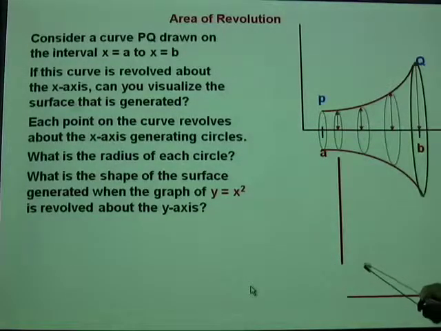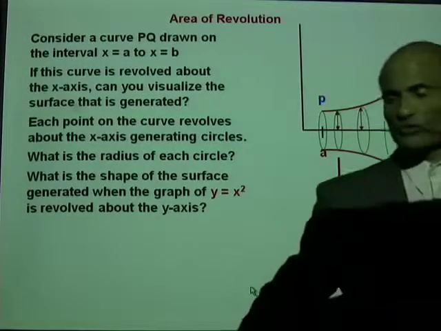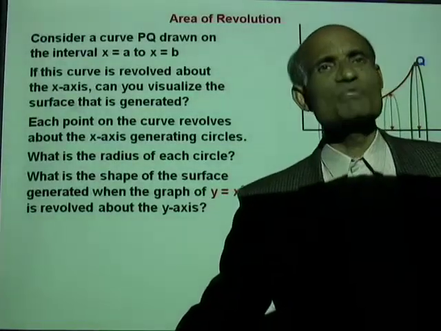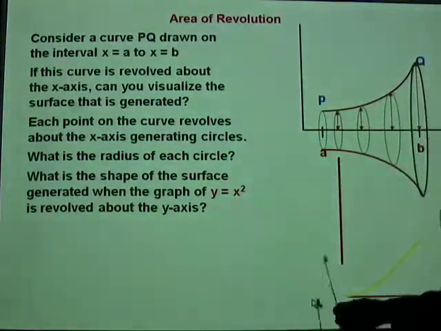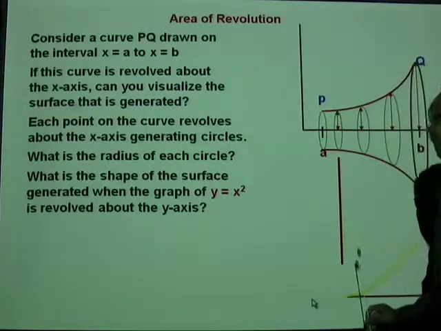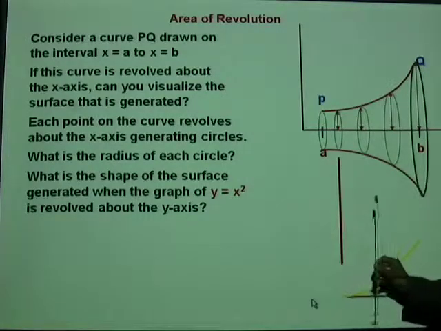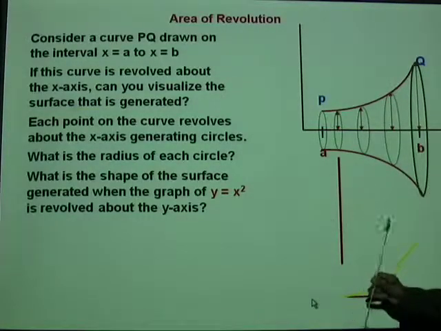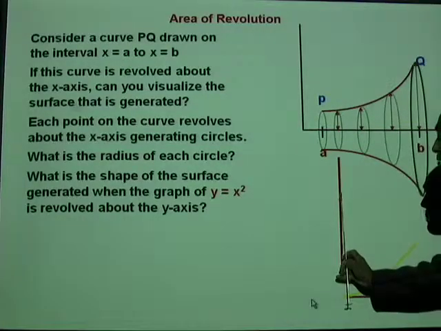Now, I have the graph of y equal to x squared in here, and if you revolve it about the x-axis, how does the shape generated look like? Can you visualize? Now, this x-axis, this y-axis shifting slightly up is not an error. I did that deliberately so that I can now draw these circles that generate the surface that is generated when y equal to x squared is revolved about the y-axis.